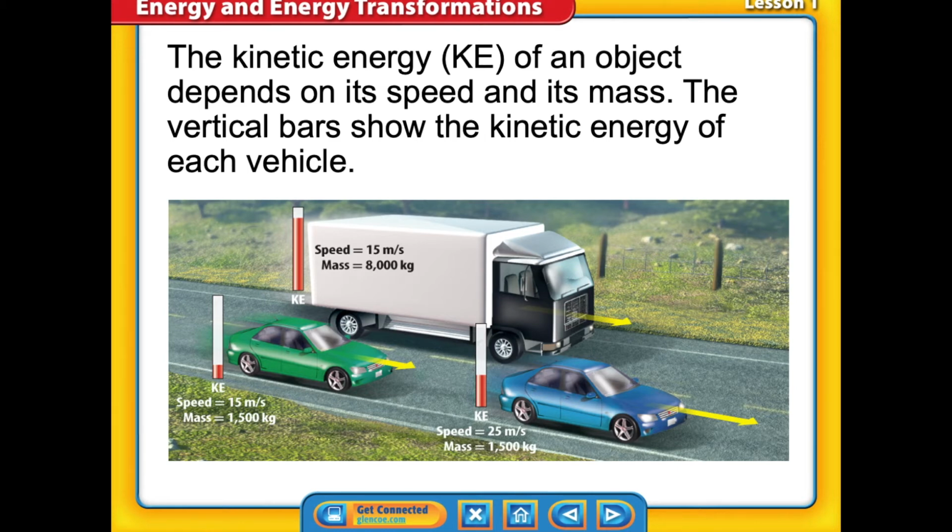Look at the car behind it, the green car. Now the green car is moving down the road at 15 meters per second, so its speed is slower than the blue car. However, these two cars are identical other than their paint job is different. The mass of the green car is 1,500 kilograms. So notice the kinetic energy bar between the two cars. Which object has the most kinetic energy, the blue car or the green car? That's right, the blue car does.